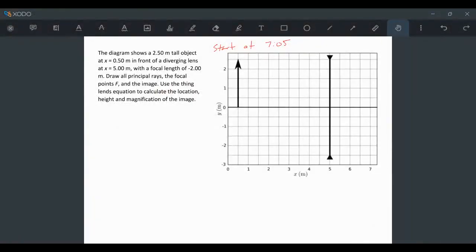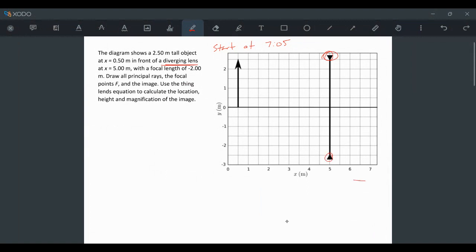It says, in the diagram shown, we have a 2.5 meter tall object. It's located on this coordinate axis at x equals 0.5 meters. It's in front of a divergent lens. That's indicated by this little symbol here on the ends.